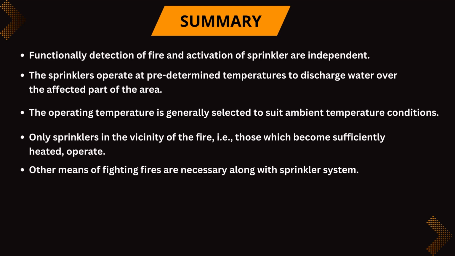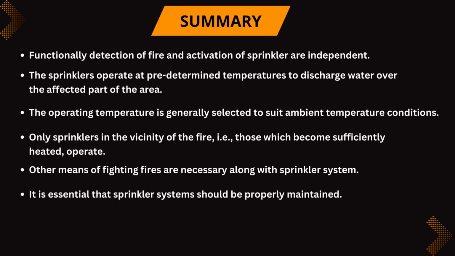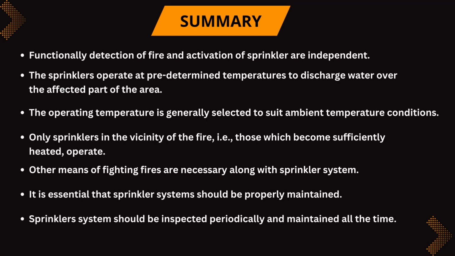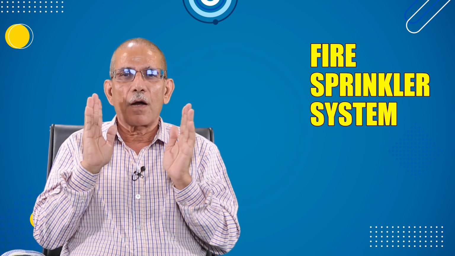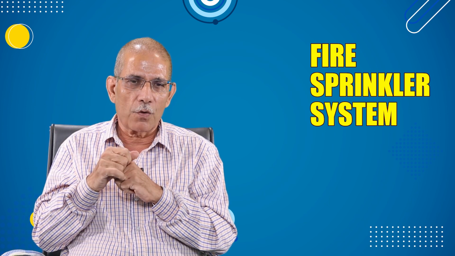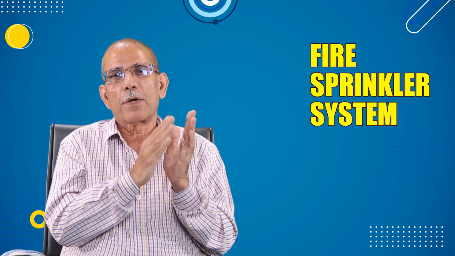Other means of fighting fires are necessary along with the sprinkler system. It is essential that the sprinkler system should be properly maintained, inspected periodically and maintained all the time. When sprinkler systems are disabled, extra attention should be paid to fire precautions and the appropriate authorities must be informed.